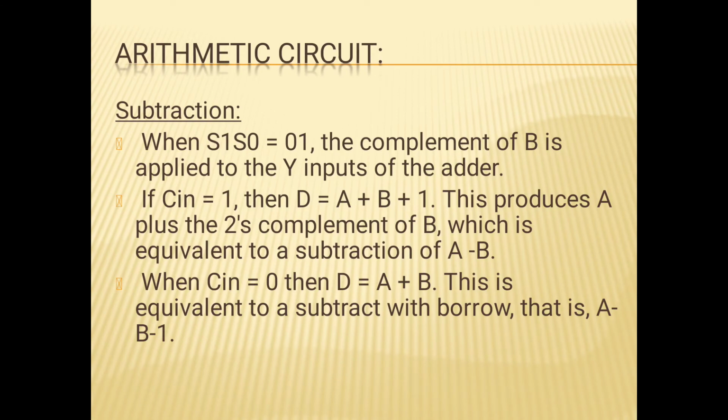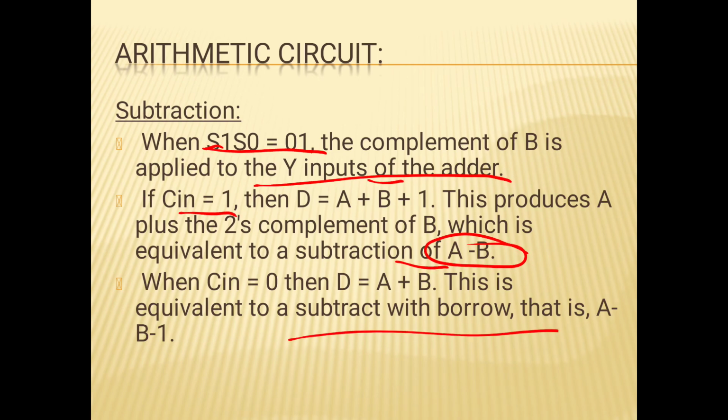Next, the subtraction operation. When S1 S0 value is 0 1, the complement of B is applied to the Y input of the adder, and if Cin is 1, then D equals to A plus B complement plus 1. This produces A plus the 2's complement of B, which is equivalent to subtraction, that is A minus B. And when Cin is 0, then normally A plus B complement is performed. This is equivalent to subtract with borrow.